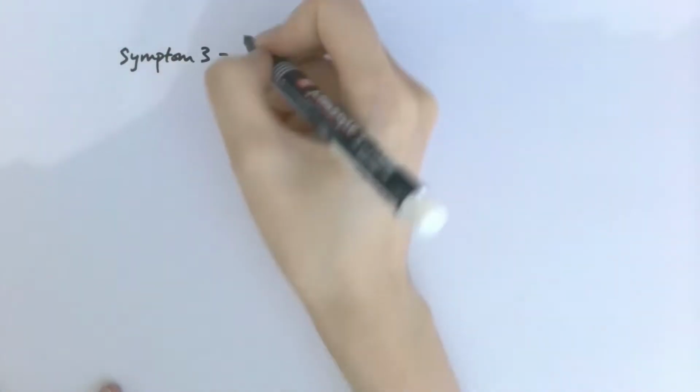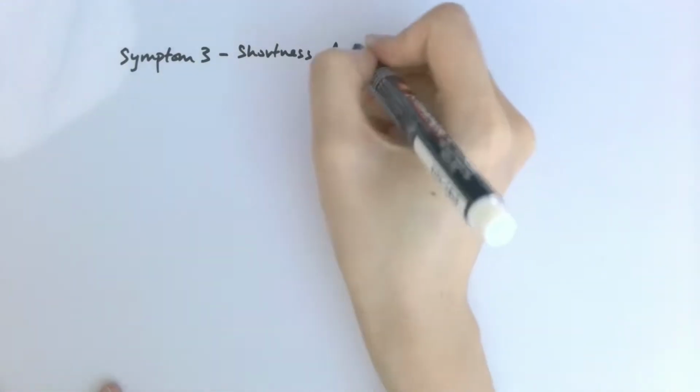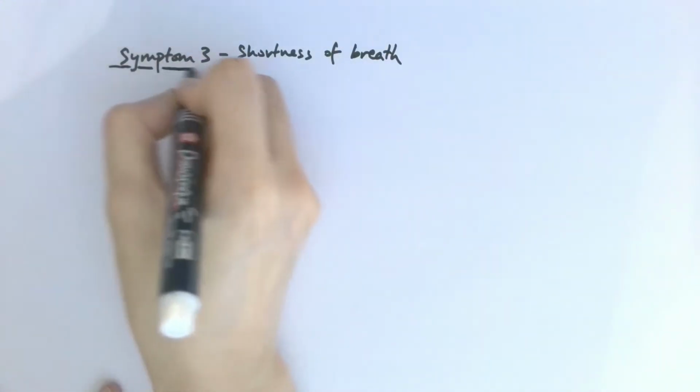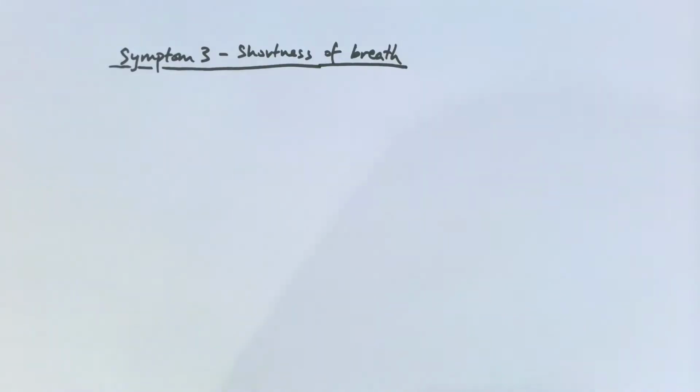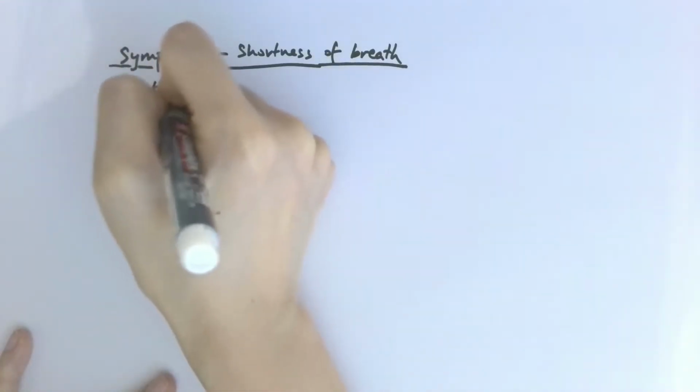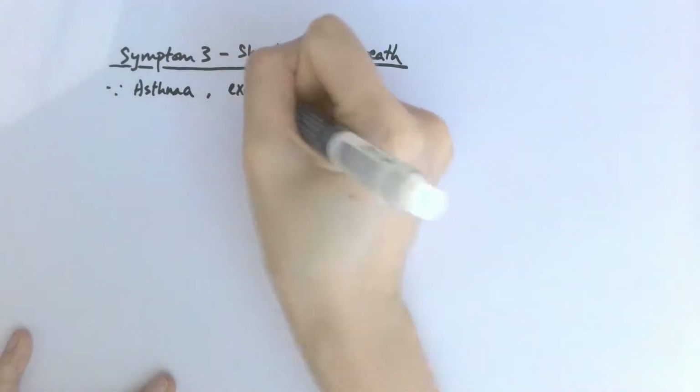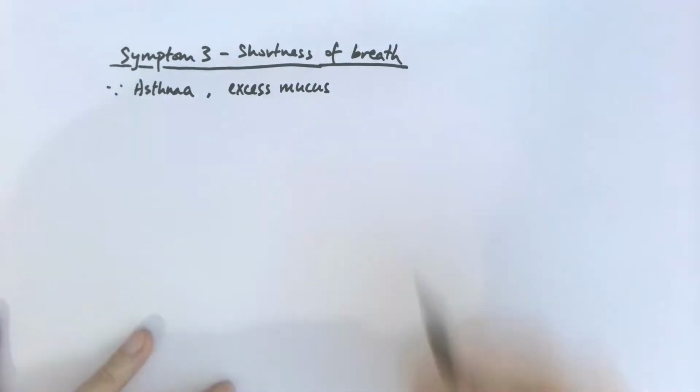Finally, the third symptom that we'll talk about is the shortness of breath. Now, this one can show up in the later stages of the infection, and it's actually tricky to say if it's just one thing or multiple things that trigger the symptom. Shortness of breath is common for people with asthma and people who produce excess mucus due to a restricted flow of air in the trachea.